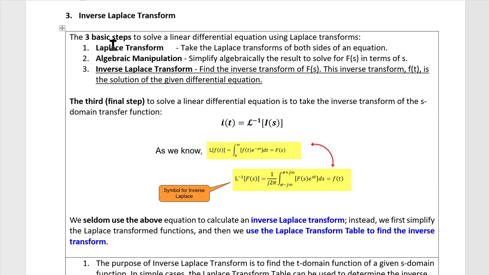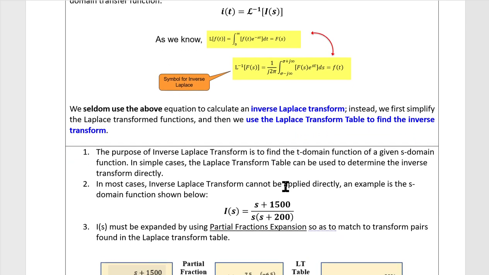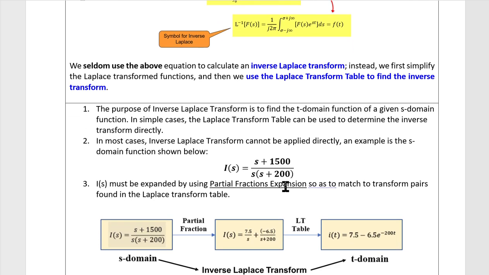So these are the three basic steps. This is the formal, the correct actual equation for how to do inverse, but we won't be using this. We will use the table, similar to how we did the Laplace transform.